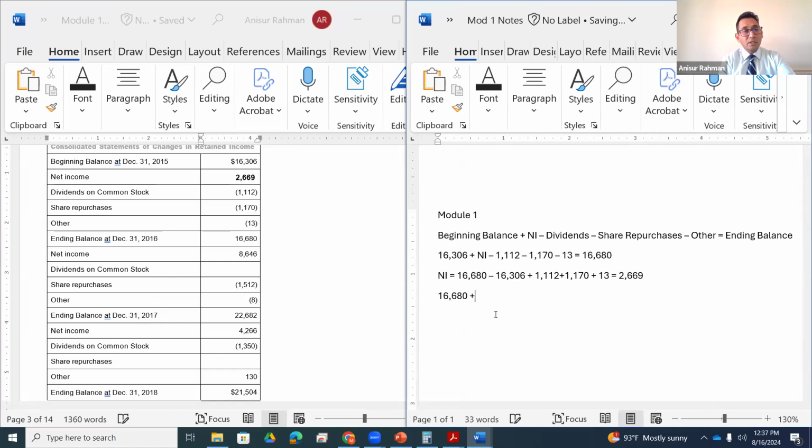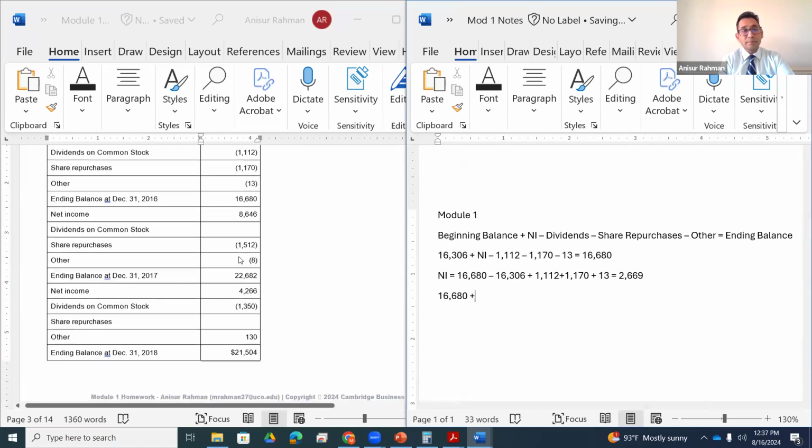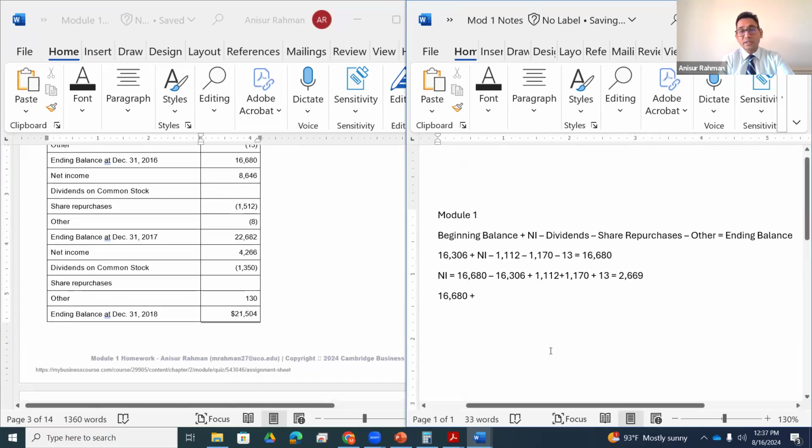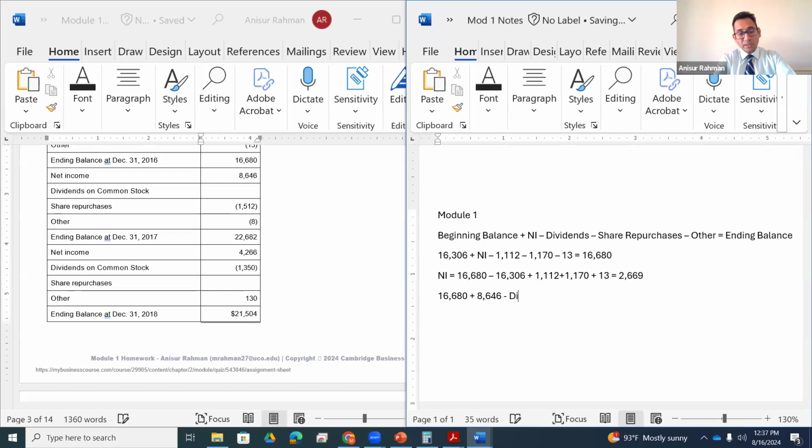And then it is giving us net income 8,646. Dividends we do not know, we have to solve for it. Share repurchase 1,512. Other is 8. That leads us to ending balance 22,682. So now we have to solve for dividends, but it has a negative sign.